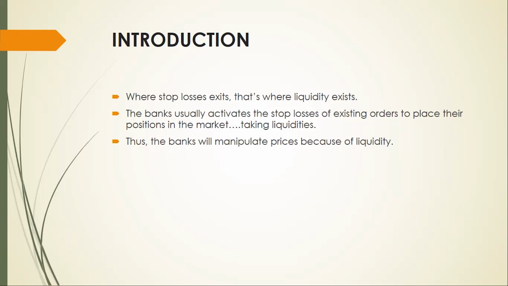So the banks will always manipulate prices because of liquidity. And why will the banks do that? It's because these banks negotiate large trading volumes, and sometimes it becomes difficult to find the other side of trades. Remember, if you are selling, there has to be someone willing to buy so that a transaction can take place. These big banks trade with big volumes, so they place big orders. Sometimes it might not be possible for them to find someone willing to place the opposite order so that it can be a zero-sum game, right? So they manipulate the prices so that they can have their positions in the market. And how do they manipulate the prices? Basically by activating the stop losses of existing orders to place their positions in the market.